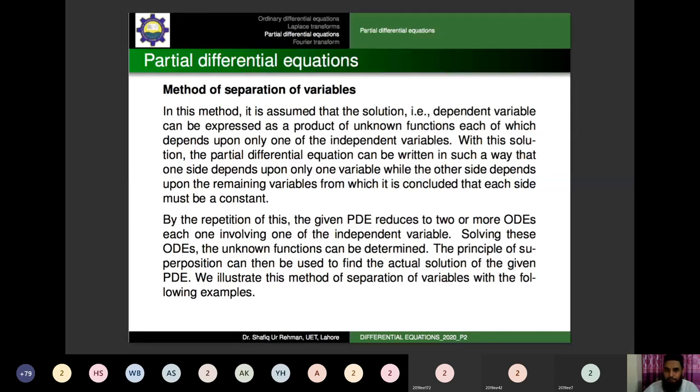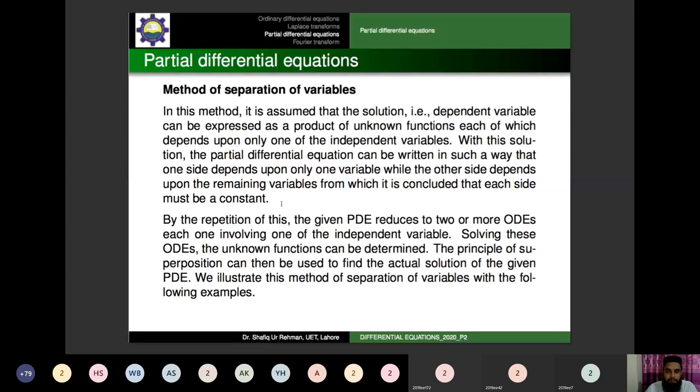So what we do eventually, we will assume that both sides must be identically equal to a constant value, because the left hand side is a function of the variable x, the right hand side is a function of y, and they are equal to each other. What is their common value? It is going to be a constant value. So we will look into this.